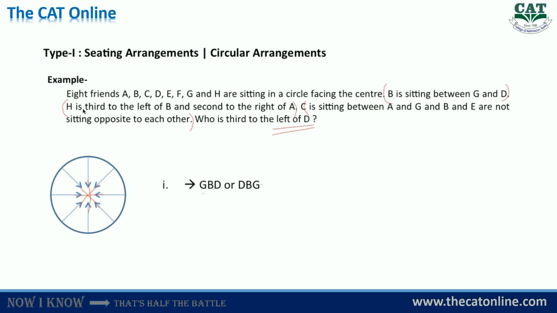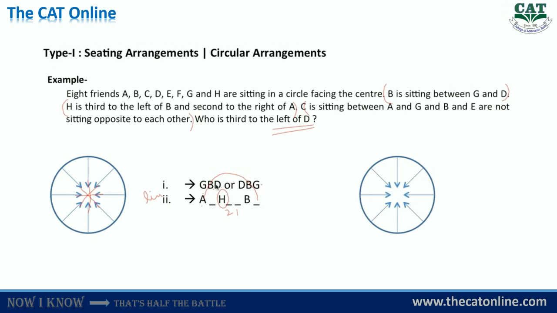Then H is third to the left of B. If this is B, then this is first to the left of B, second to the left of B, and this is third to the left of B, where H is sitting. And this same H is second to the right of A. So this is A, first to the right of A, second to the right of A. Now I have put over here a linear arrangement. Why? Because in case you join these ends, whatever be their orientation, it would be a circle and the arrangement would look like a circular arrangement.